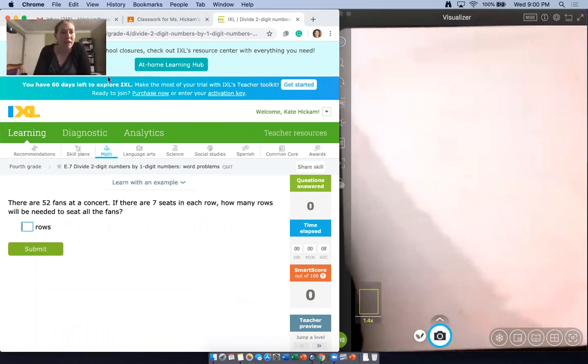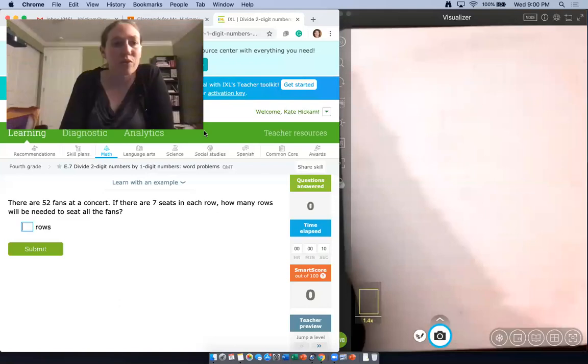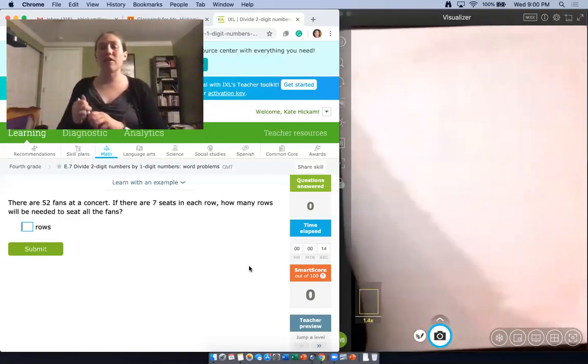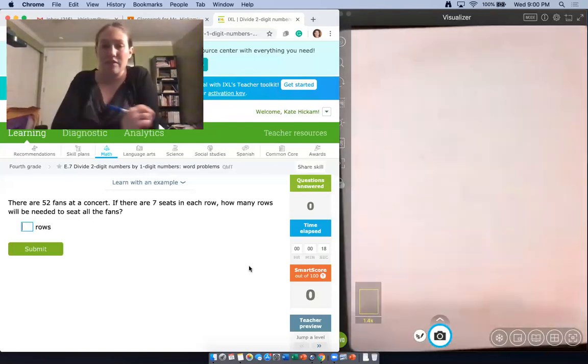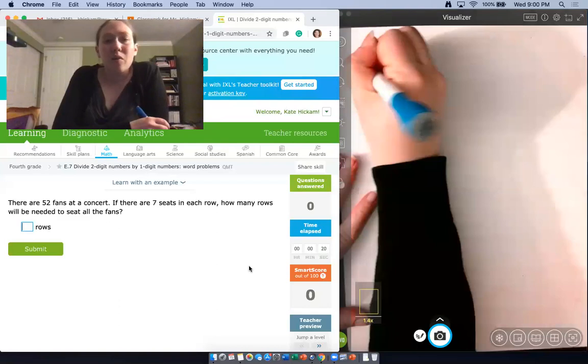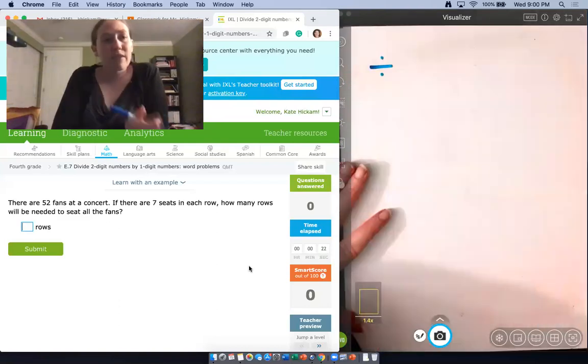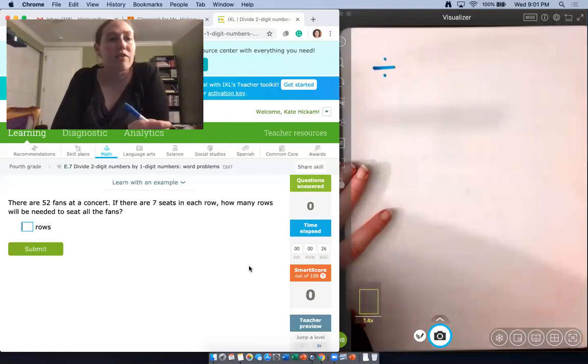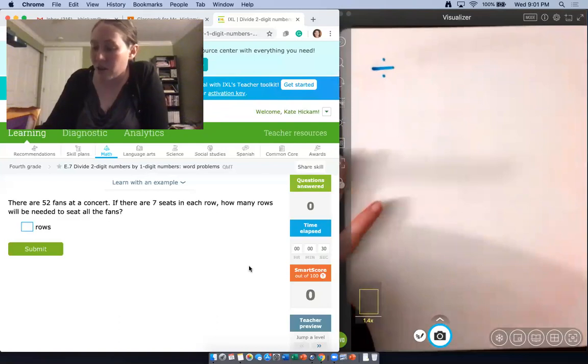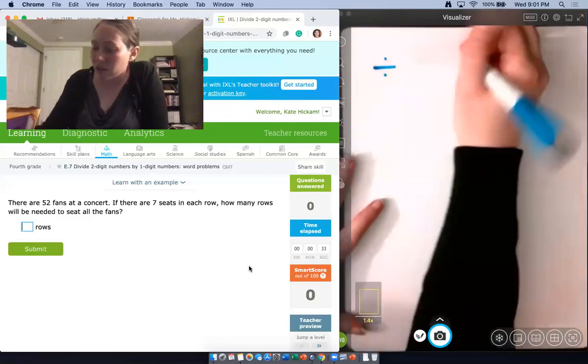So now we've got divide two-digit numbers by one-digit numbers word problems. So we already know that each one of these problems is going to be division. Now we just have to go through and figure out what the problem is. So the first problem in mine says there are 52 fans at a concert. So we have the total.